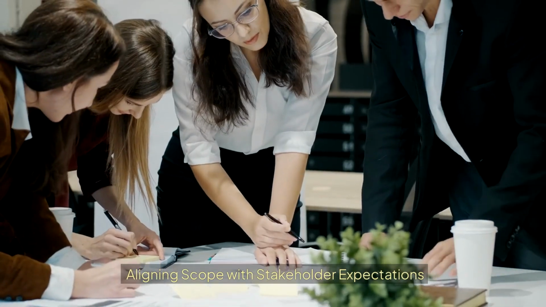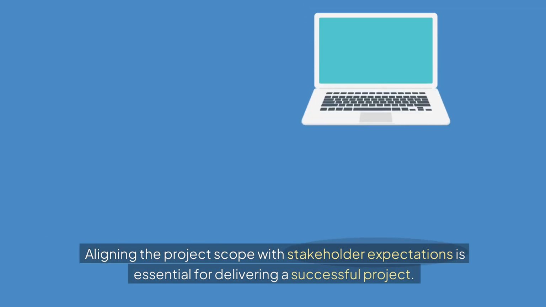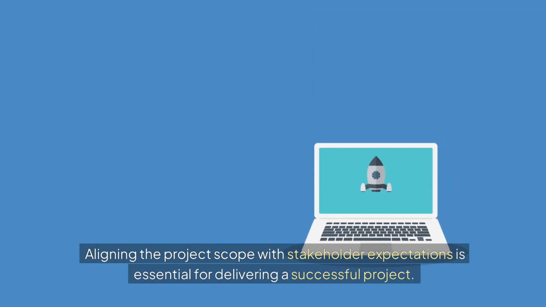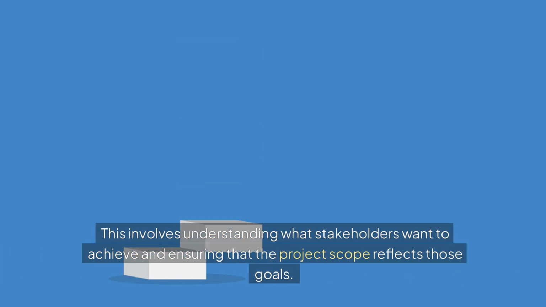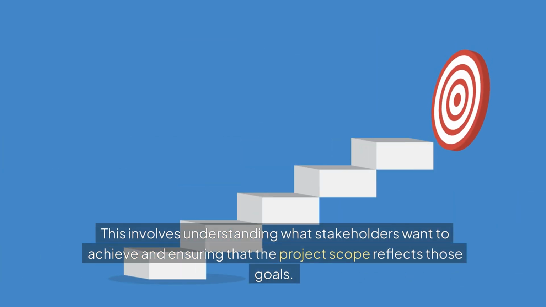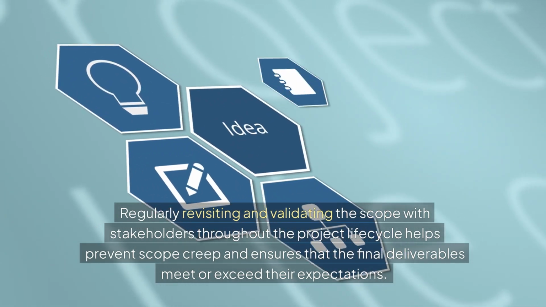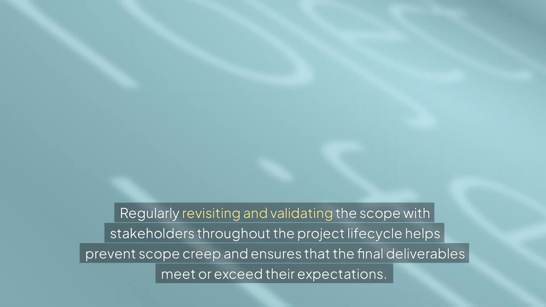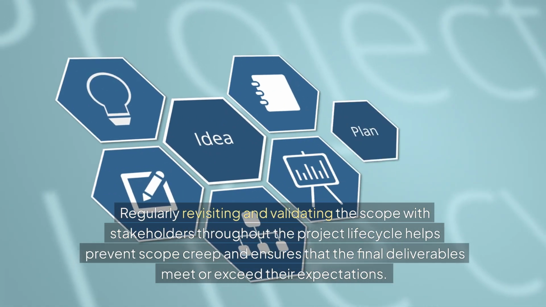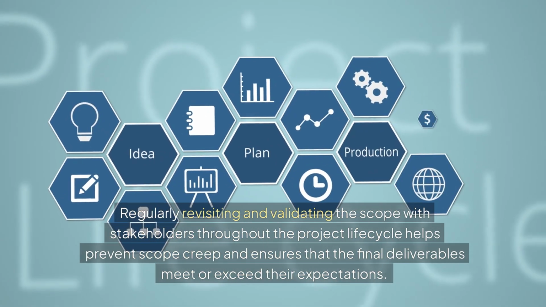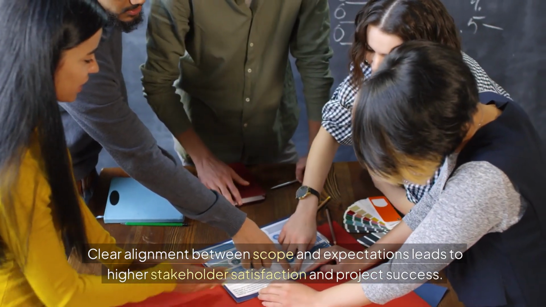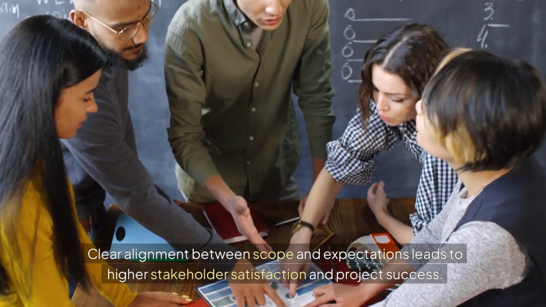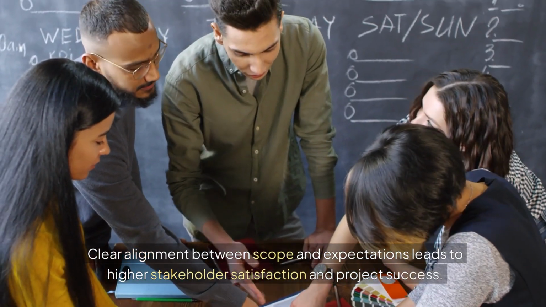Aligning scope with stakeholder expectations. Aligning the project scope with stakeholder expectations is essential for delivering a successful project. This involves understanding what stakeholders want to achieve and ensuring that the project scope reflects those goals. Regularly revisiting and validating the scope with stakeholders throughout the project lifecycle helps prevent scope creep and ensures that the final deliverables meet or exceed their expectations. Clear alignment between scope and expectations leads to higher stakeholder satisfaction and project success.